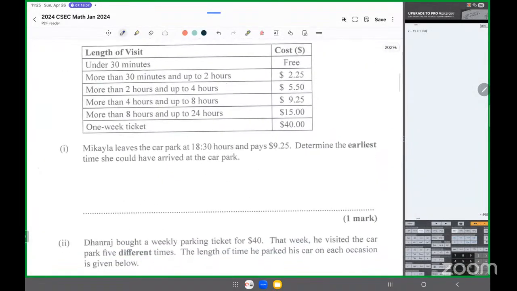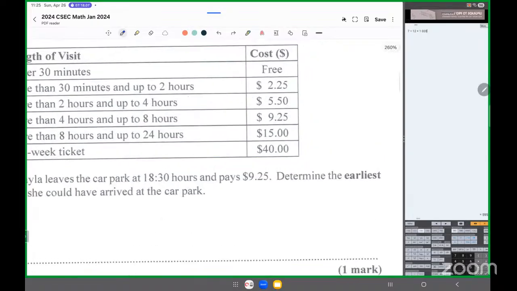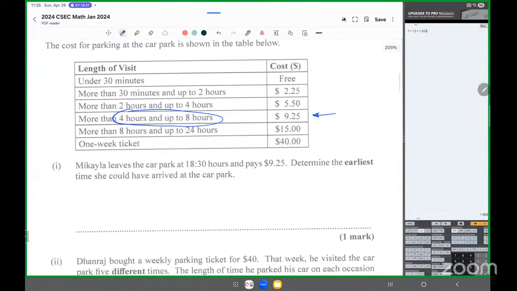Let's see what is happening here. It says, Michaela leaves the car park at 18:30 hours and she pays $9.25. So she pays this amount, $9.25. So it means that she was in there for between 4 and 8 hours. She paid $9.25. Right? And she left at 18:30, that's 6:30 in the evening.